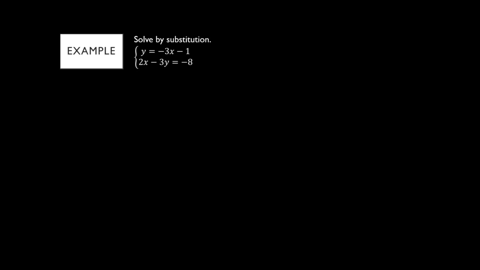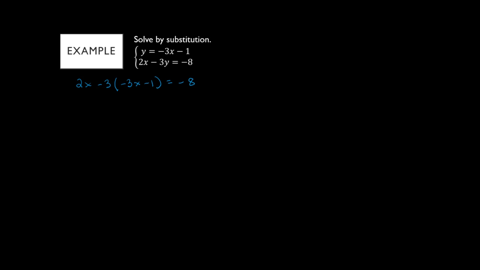Here we have a second example. We have y equals -3x minus 1 and 2x minus 3y equals -8. So the first equation is already solved for a variable, so I can plug that directly into the second equation. So my second equation, I have 2x minus 3y. Now we're multiplying here, and y is more than one number, so we need to have parentheses here. And I'm replacing y with -3x minus 1. So y is equal to multiple things, so it has to be in parentheses.